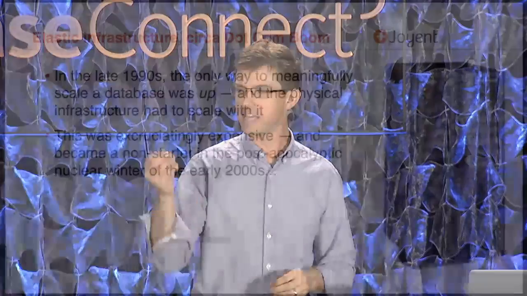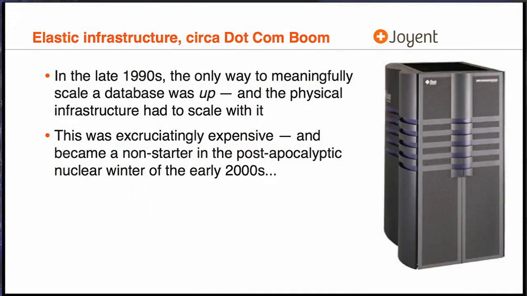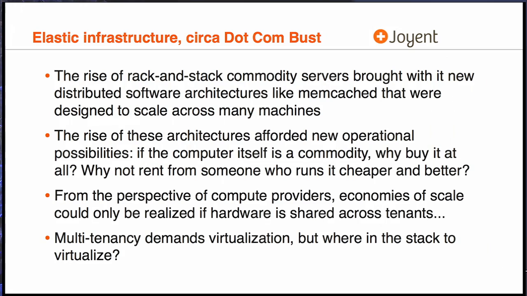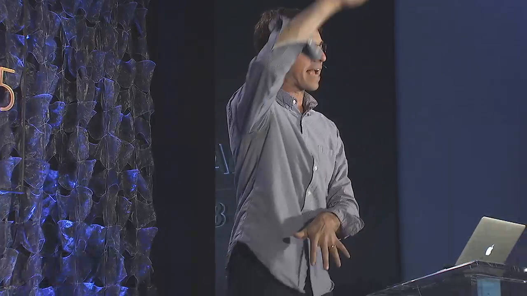And when we hit the nuclear winter, of course, we know that there's another winter coming, but when we hit the last nuclear winter of the dot-com bust, this was no longer acceptable. And instead of having these giant single machines that we would scale, we became very attracted to commodity hardware. And instead of one machine, we're going to scale out a bunch of machines. And we're going to rack and stack. And if you want to actually scale out your infrastructure, you're going to add more physical machines.